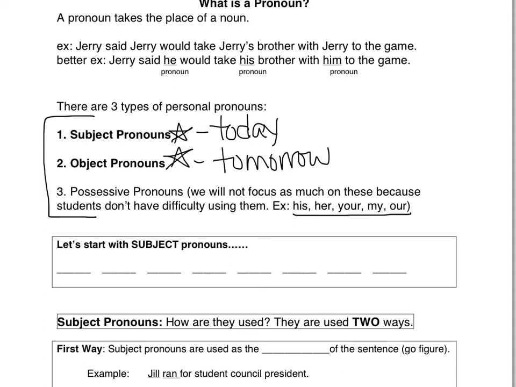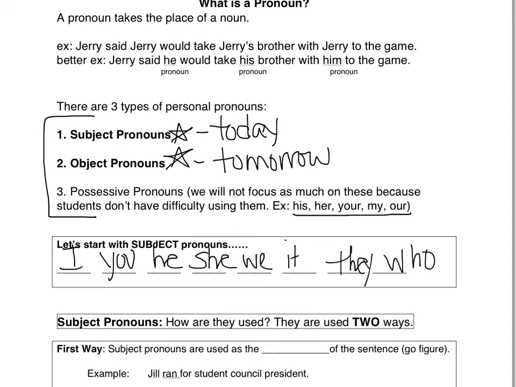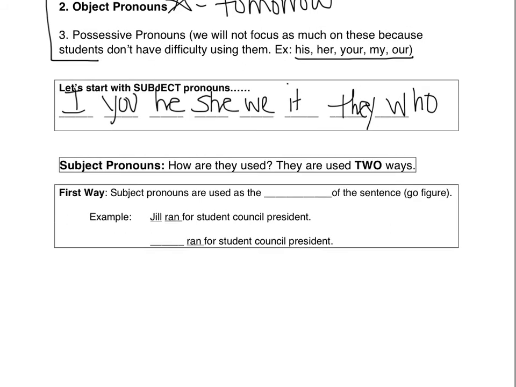You should have completed the 8 subject pronouns here that you have already memorized. And they are I, you, he, she, we, it, they, and who. And subject pronouns are always used in 2 ways. The first way that a subject pronoun is used is obviously as a subject in the sentence. So if instead of a subject like apple, you could use it, or instead of the subject Jill, you could use she. So you would only pick one of these subject pronouns to be the subject of a sentence. You would never say her ran for student council president.